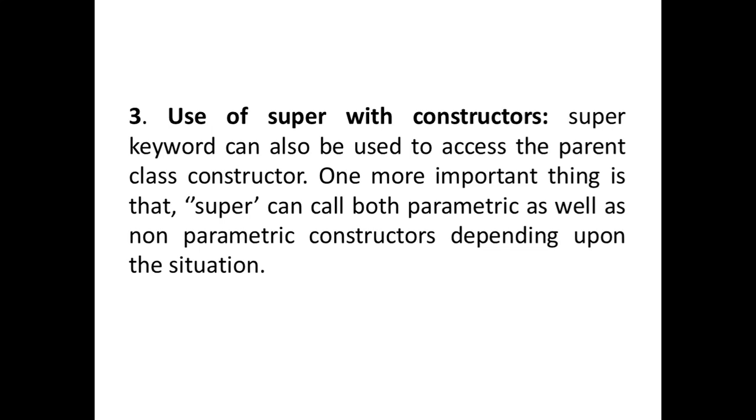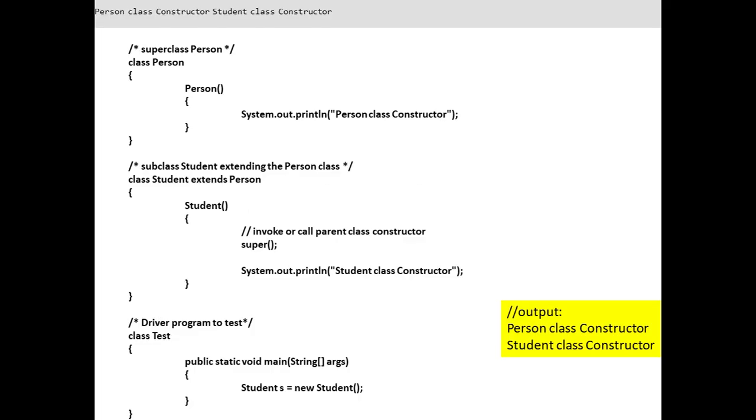Similarly, the use of super with the constructor: the super keyword can also be used to access the parent class constructor. One more important thing is that super can call both parametric as well as non-parametric constructors depending on the situation. Here I have a class person with one constructor, person. The constructor and class have the same name, and one statement prints person class constructor. I have another class, student, which extends person. In the student constructor I call super, so it will invoke the constructor of the parent class.